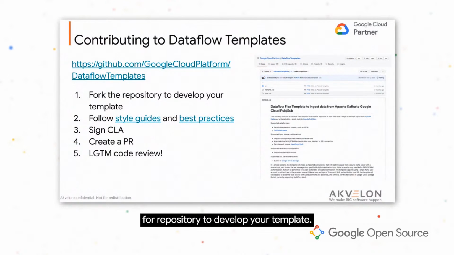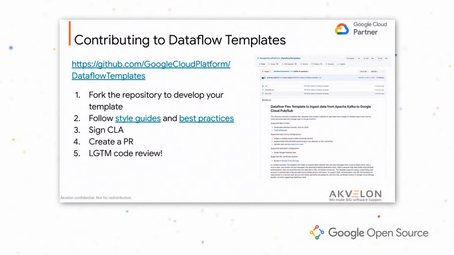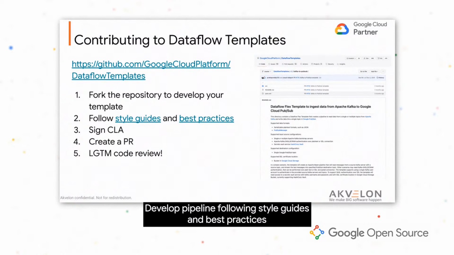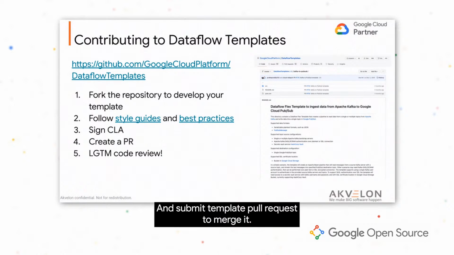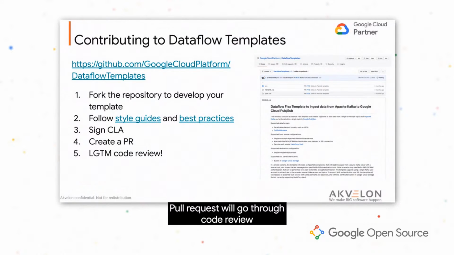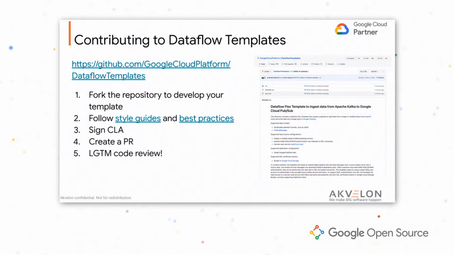Fork repository to develop your template. Develop pipeline following style guides and best practices provided by Google. Sign contributor license agreement and submit template pull request to merge it. Pull request will go through code review and will get merged with Dataflow templates.